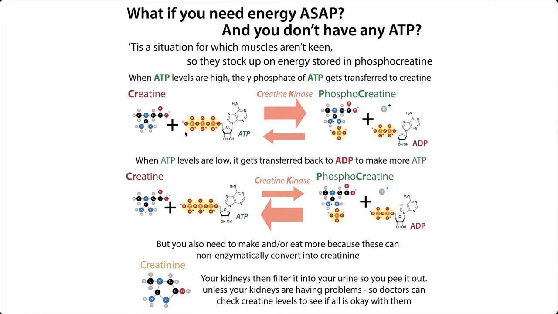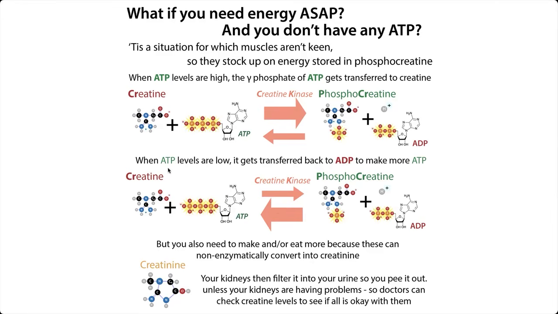What happens is that in your muscles, you have this molecule creatine, and it's an amino acid, but it's not a proteinogenic one, so it's not one that we actually have in our proteins. But you can see it's got amino groups and it's got a carboxyl group. And what it does is one of those amino groups can take a phosphoryl group from ATP to give you ADP and this molecule phosphocreatine. And then when ATP levels are low, it gets transferred back to ADP to make more ATP. And this is happening thanks to this creatine kinase.